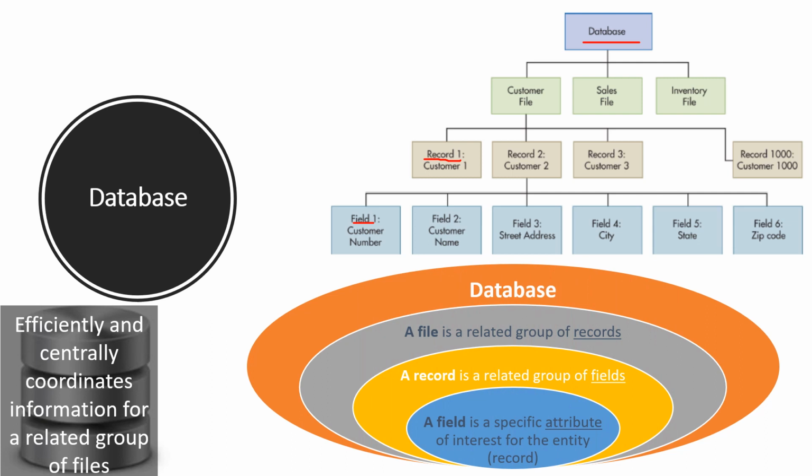Okay, so to simplify, a database is made up of files, which are related groups of records. A record is a related group of fields, and a field is a specific attribute of interest for the entity. We can also explain it upside down: the attributes form the records, the records form the files, and the files form the database.